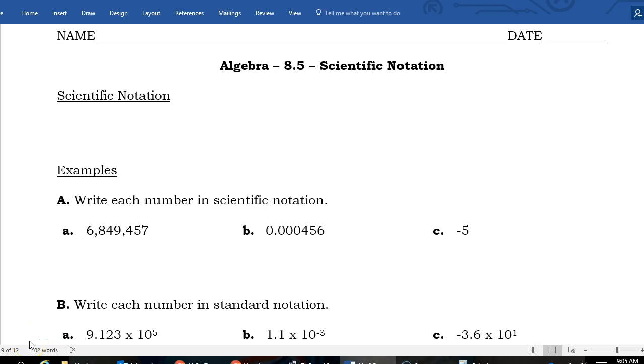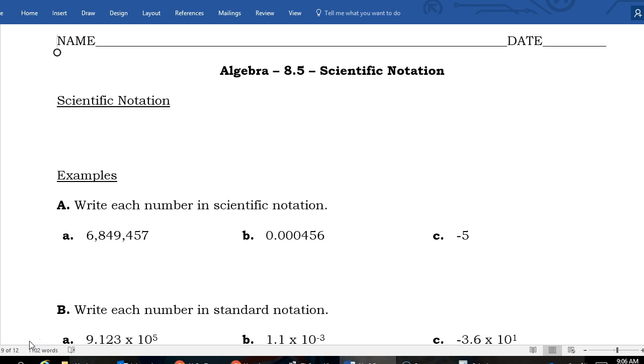This is Algebra Lesson 8.5, Scientific Notation. Scientific notation is a method of writing that allows us to write larger or smaller numbers in a more concise fashion.